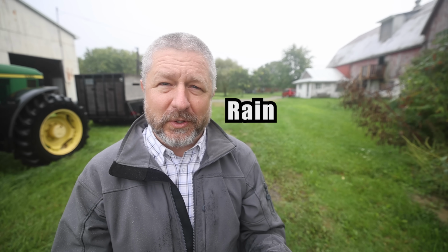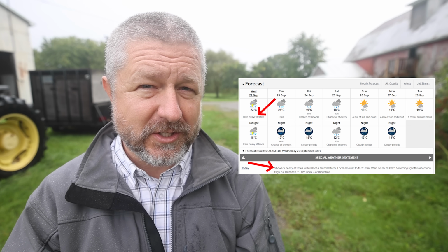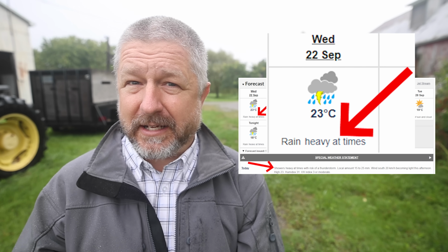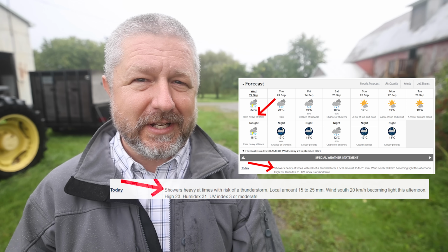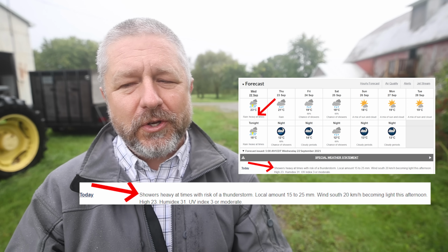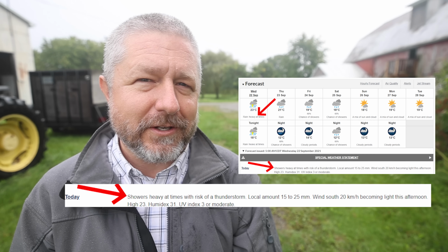I want to start this English lesson about rain by talking about two words. I want to talk about the word rain and the word showers, and sometimes we actually even put them together and say rain showers. We use both of those words to talk about a rainy day. In fact, the weather forecast this morning said rain heavy at times, and then on a different part of the weather forecast it said showers today, heavy at times. So you can use those words somewhat interchangeably.